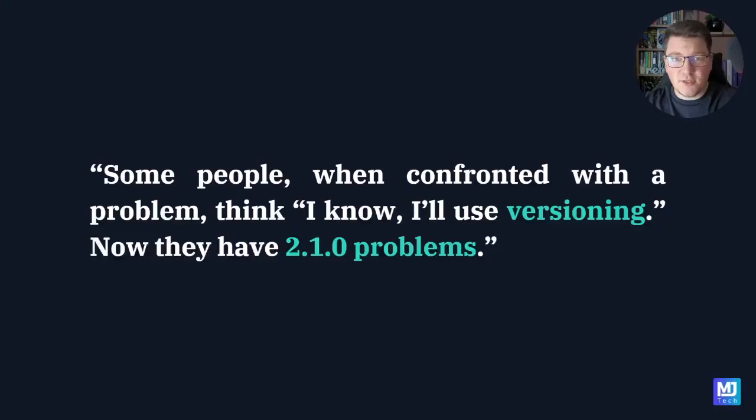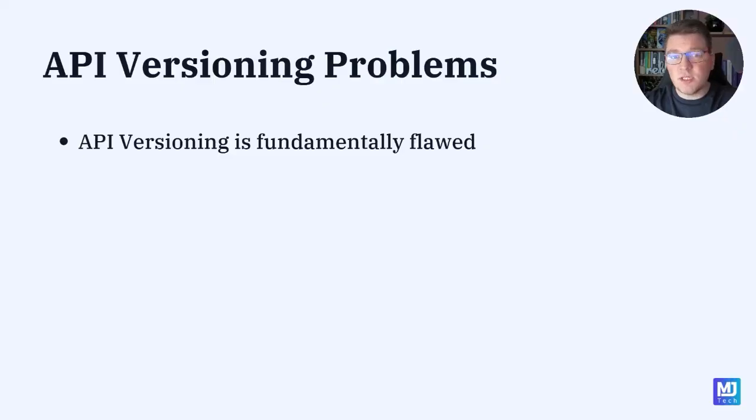Here's a funny joke that I found while researching for this course, and it says some people, when confronted with a problem, think, I know, I'll use versioning. Now they have 2.1.0 problems. So let's discuss what are some of the problems of API versioning and why we might consider a different solution.